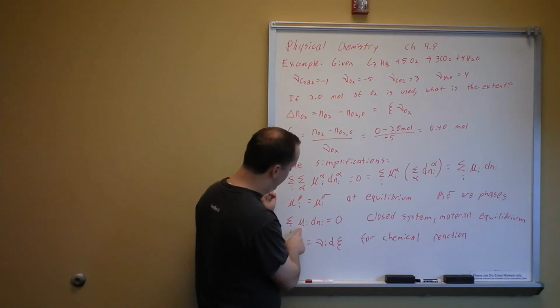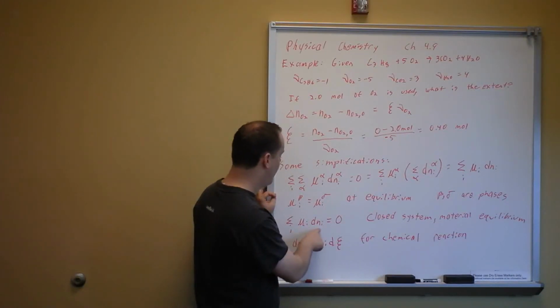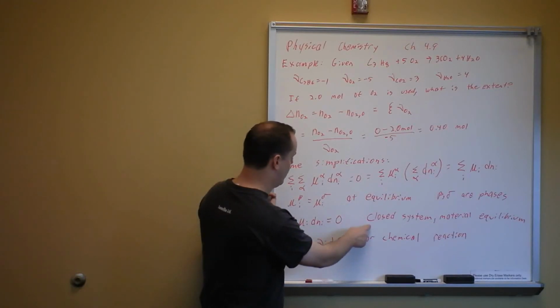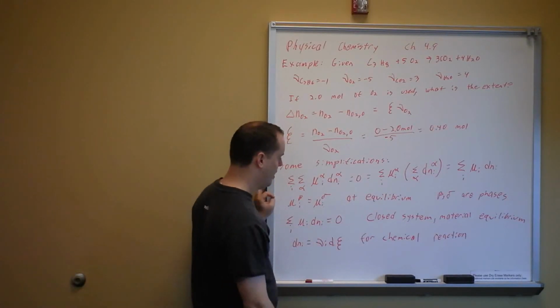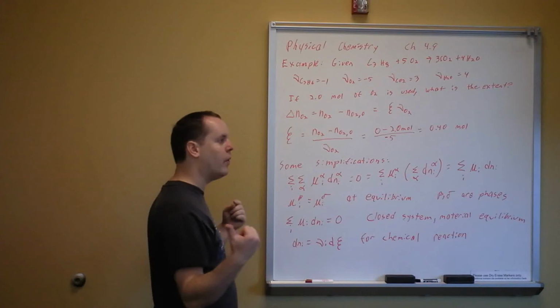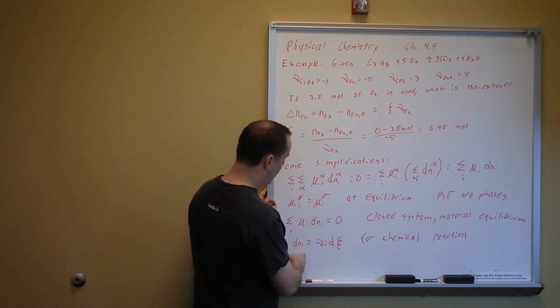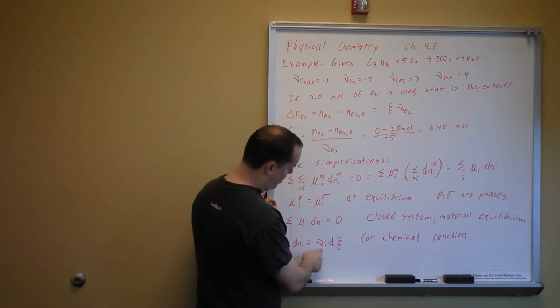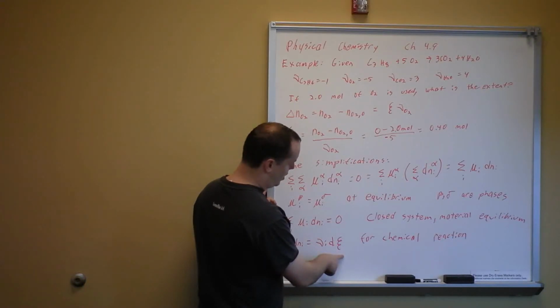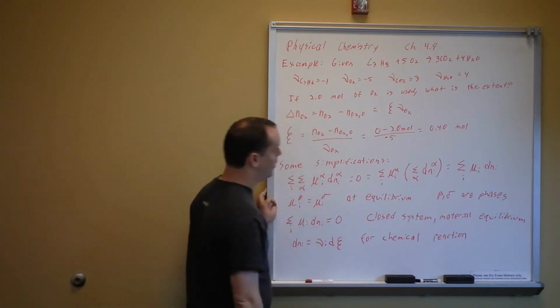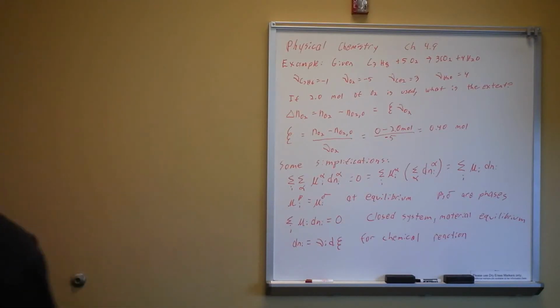Then we have the sum over I of mu sub I dni, that's equal to 0. That's our condition for material equilibrium. This says whatever substance I going out is the same as the substance coming back in. And then we have dni is equal to nu I times the differential of xi for the chemical reaction.